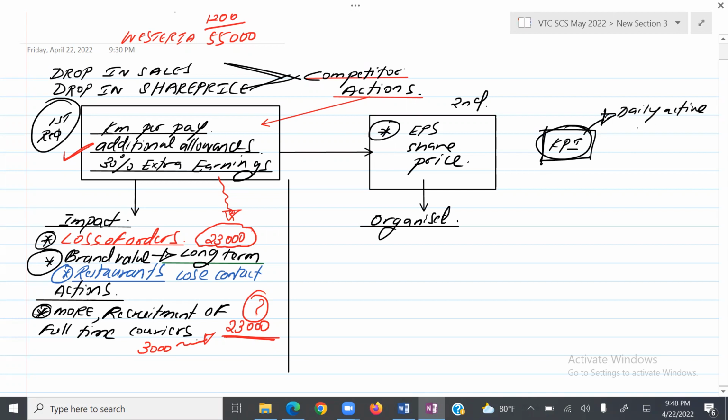What do you think? Yes or no? Yes, sir. Daily active users will reduce. And what will happen is app downloads will reduce. Correct, Jay? Yes, sir. App downloads will reduce.